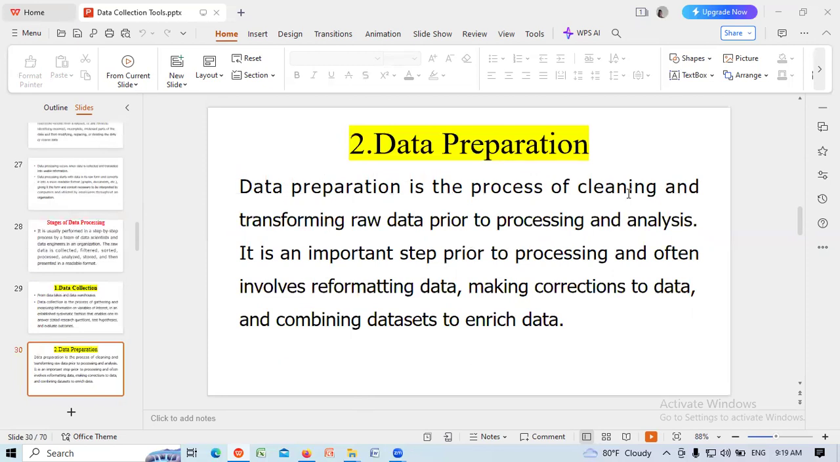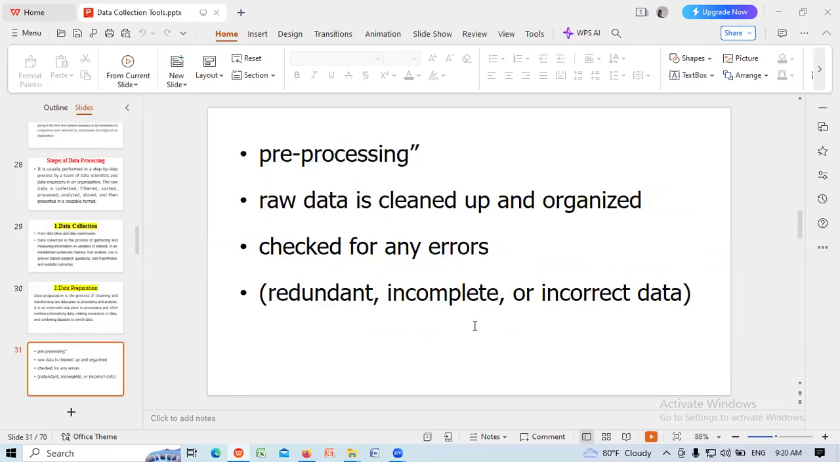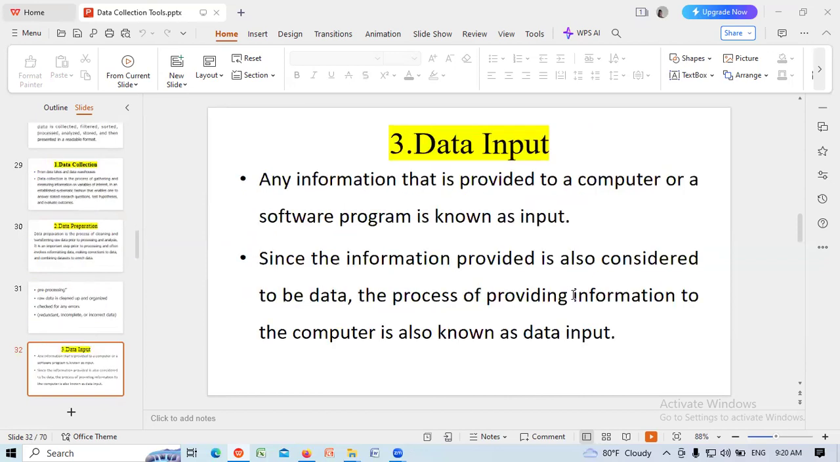Data preparation is the process of cleaning and transforming raw data prior to processing and analysis. It is an important step prior to processing and often involves reformatting data, making corrections to data, and combining data sets to enrich data. In pre-processing, raw data is cleaned up and organized, and checked for any errors, redundant, incomplete, and incorrect data.